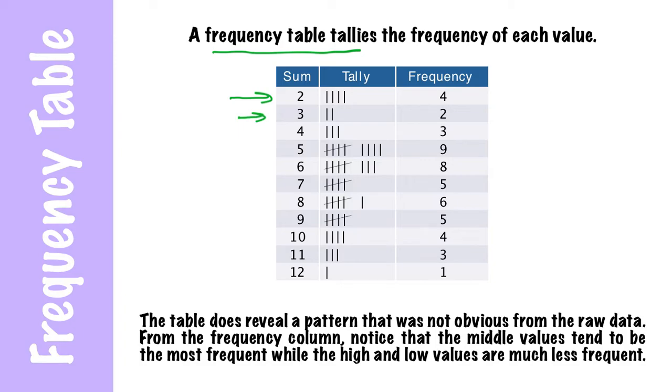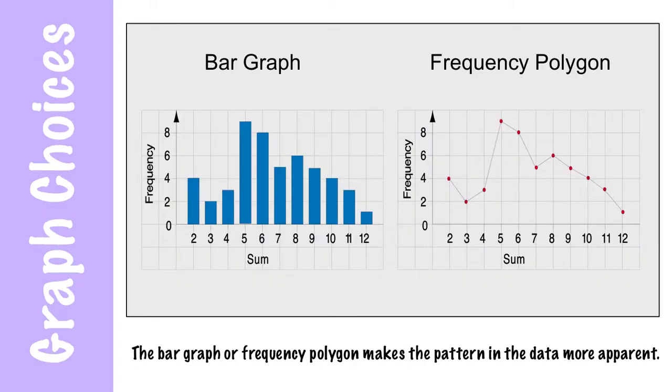The table does reveal a pattern that was not obvious from the raw data, and from the frequency table, notice that the middle values tend to be the most frequent, while the high and low values are much less frequent. And now for the same data, we're going to create a bar graph or a frequency polygon, and this makes the data even more apparent. You can also superimpose the frequency polygon on top of the bar graph.